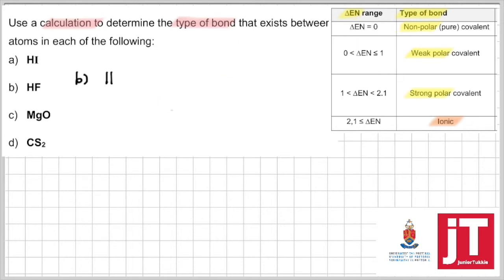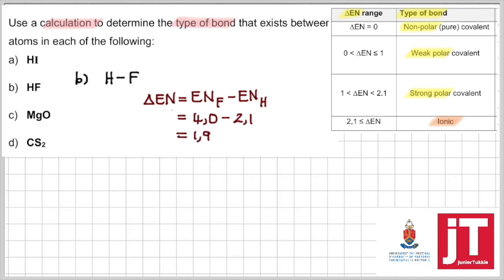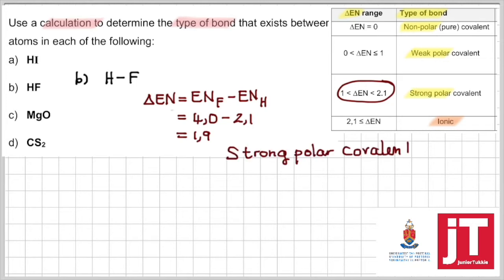Question B involves the bond between hydrogen and fluorine. Fluorine is the most electronegative atom on the periodic table. It has an electronegativity of 4, and we subtract from it the electronegativity of hydrogen, which is 2.1. This gives us an electronegativity difference of 1.9. 1.9 lies between 1 and 2.1. This tells us that the type of bond that exists between hydrogen and fluorine is a strong polar covalent bond.